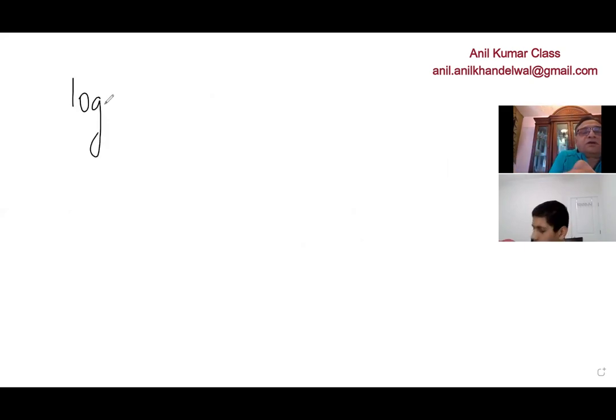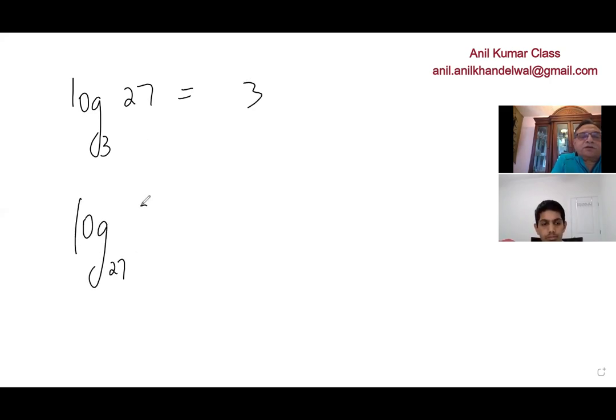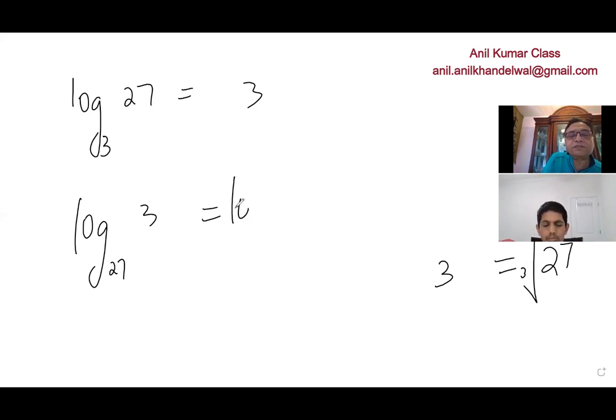So now let's see. Log to the base 3 of 27 is how much? 3. So log to the base 27 of 3 is how much? -3. Okay, you're not quite right, so how should we do it? Basically, we have to write 3 in terms of 27, right? So how is 3 related with 27? The cube root of 27 is 3, correct? I could have replaced this 3 with the cube root of 27.